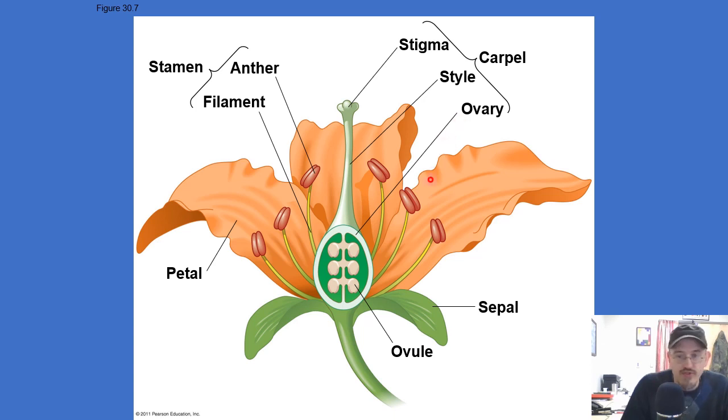Ovaries produce ovules. Now, if we were going to zoom into an ovule, there'd be a gametophyte in there with an egg. Okay? Now, after fertilization, that ovule becomes a seed and there's an embryo inside and food for the embryo. Okay? But this is before that in this picture.